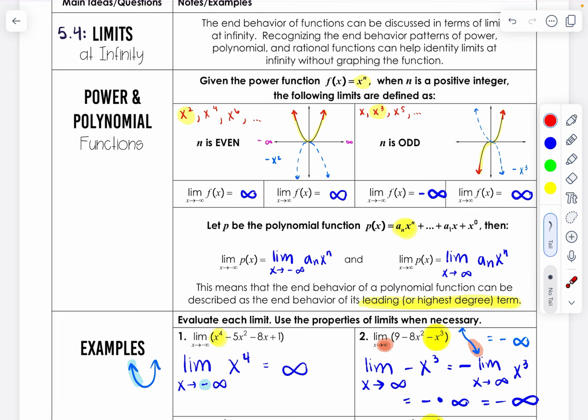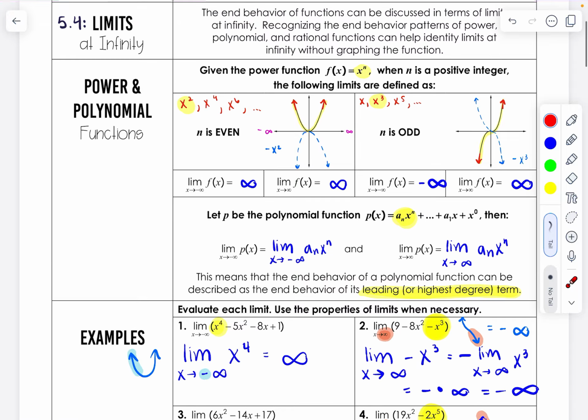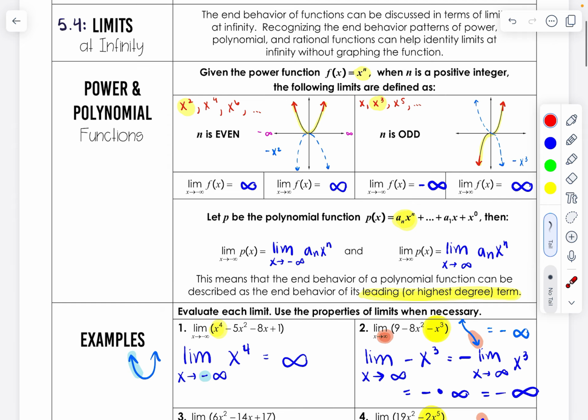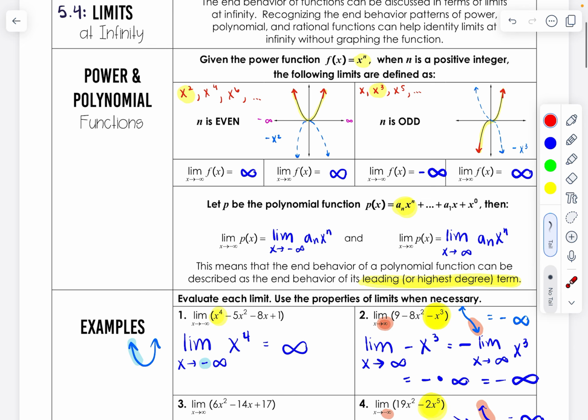I like visualizing these things. That's much easier for me. There's only 4 things you have to memorize for that as well. This, this, this, or this. And so I know this is a reflected cubic or reflected odd, so it's going to look like this. And as I go towards positive infinity, that's the right side, it's going down forever. So I get negative infinity. Okay. See if you can do number 3 and 4.